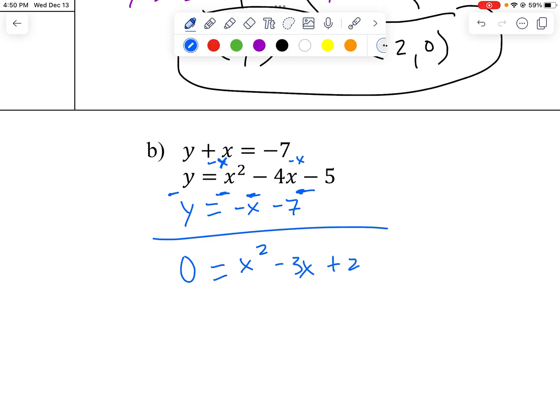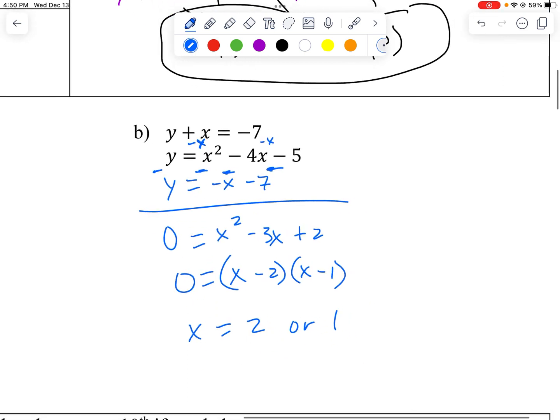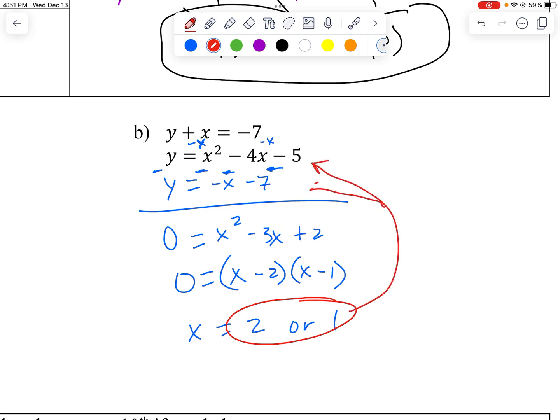And then looking at this, oh, looks like I do have a factorable problem here. Factors of 2 that add to be -3 are going to be -2 and -1. They multiply to be +2, add to be -3. Nice. And that means the x's are going to be at +2 or +1. And now that I have those, I can plug them into any of my equations up here, really any of the 3. But I like this one here. You just plug them in there.